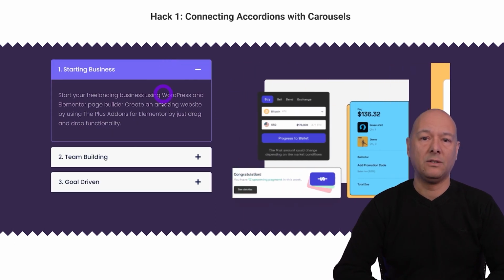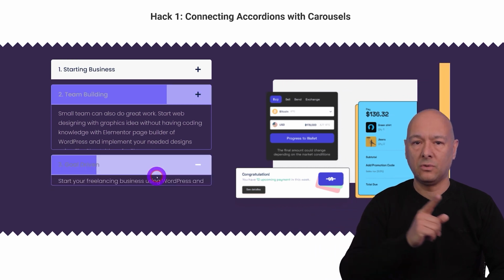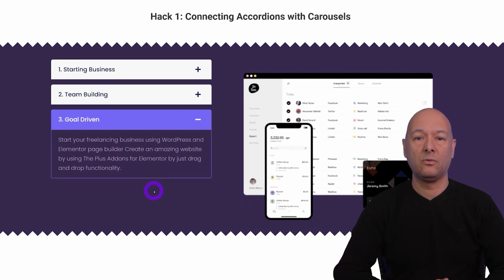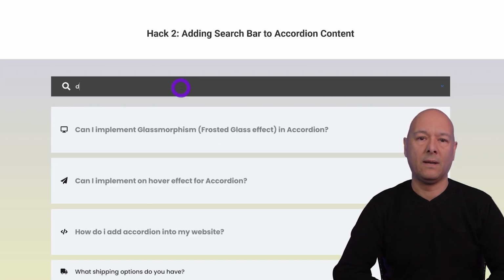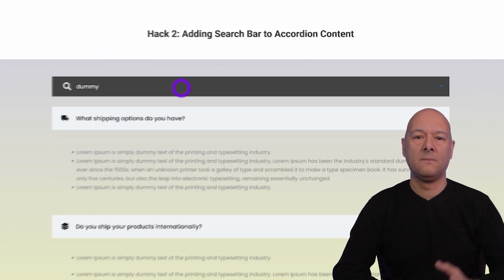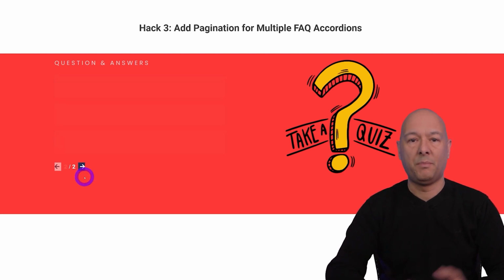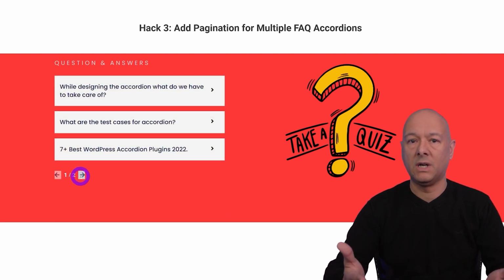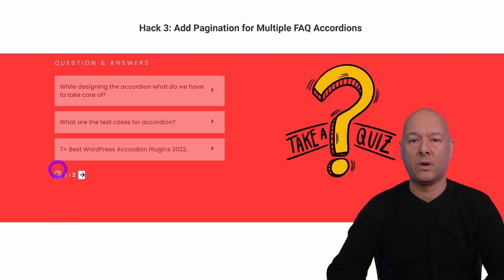So basically here, as you can see, we're going to link those tabs to sliding images. And we are going to build this very first one together from scratch. Hack number 2 will add a search bar to the accordion content. And then hack number 3 will add paginations. So if you have quite a few tabs, it will display in a very user-friendly manner.